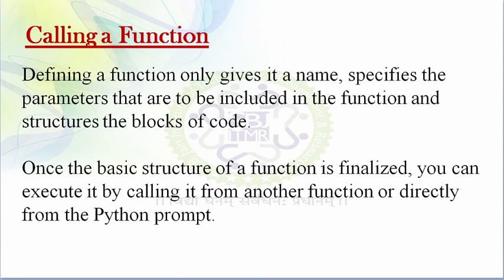So now, how to call a function? We have defined a function, we have given the body of the function, but this is not sufficient. Defining a function only gives a name, it only specifies the parameters that are to be included in the function and the structure of the block of code. But if I want to use that function, after my basic design of the function is finalized, you can execute this function by calling it from another function or directly calling it from the Python prompt.